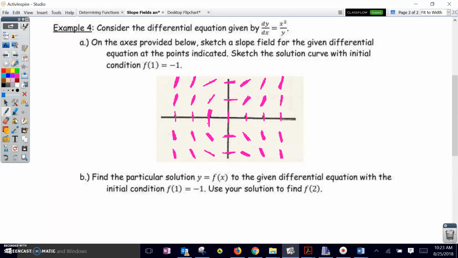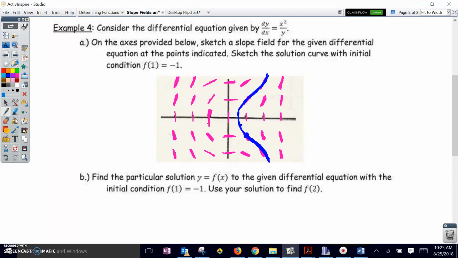And then we're supposed to sketch the solution curve with initial condition f of 1 equals negative 1. So I'm going to plot the point (1, -1). And as the slope comes out here, it steepens up, maybe something like this. And as we move towards the horizontal axis, it starts to flatten out. And I think our solution curve should look something like this. Again, anytime we make a solution curve, it's kind of an estimation.